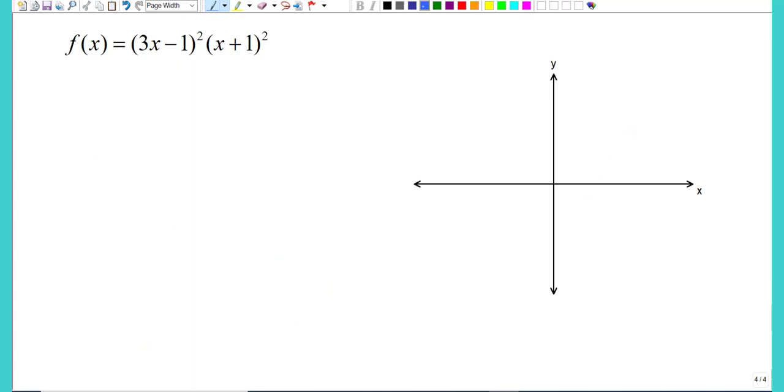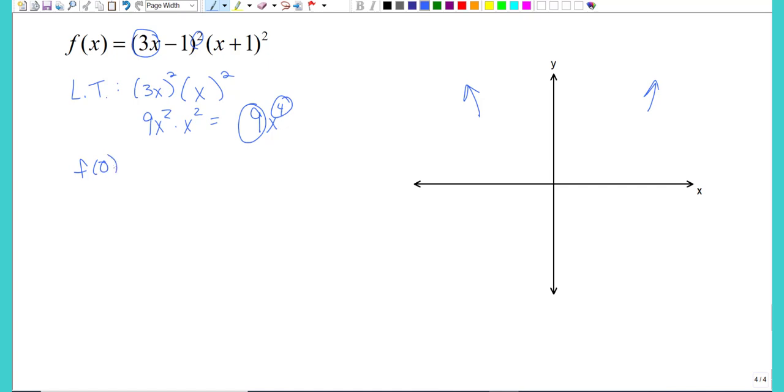Okay, on this graph, again, I would say stop the video and try it on your own. I need my leading term. Okay, so I've got to take my 3x all squared and x all squared. Okay, again, even and positive, so both up. Let x be 0.